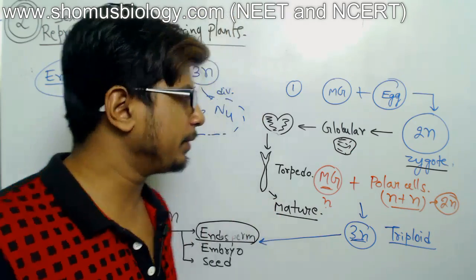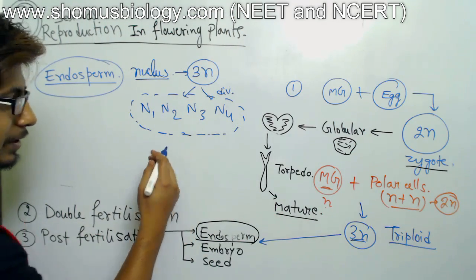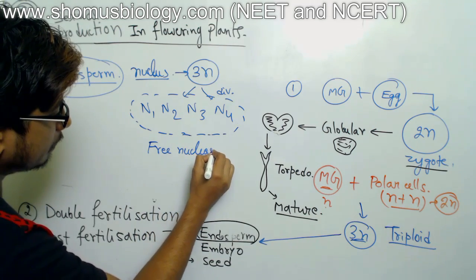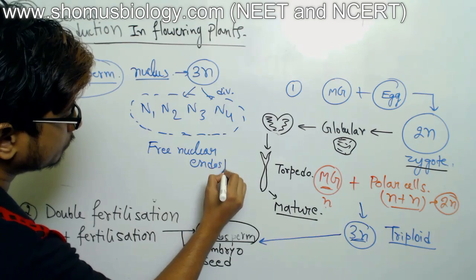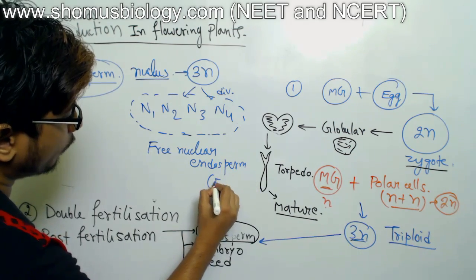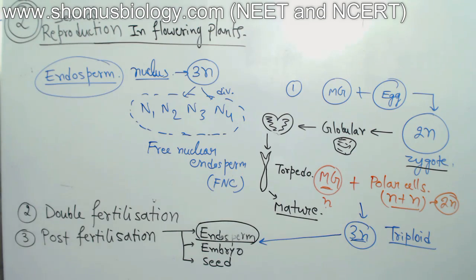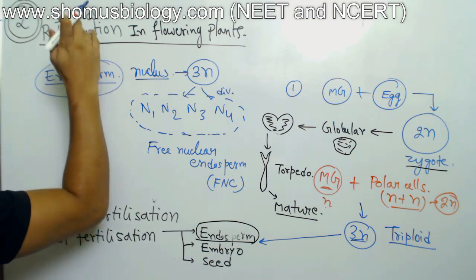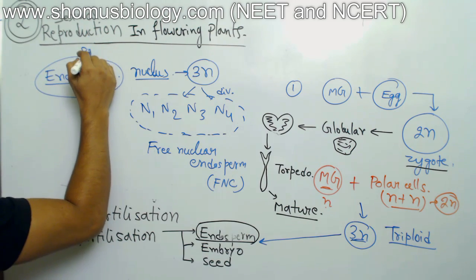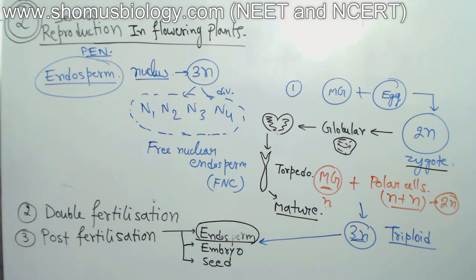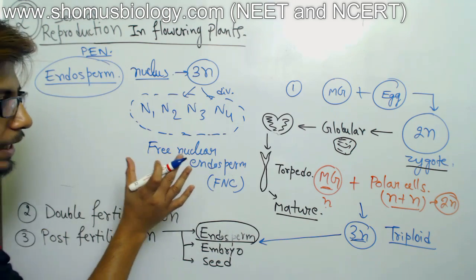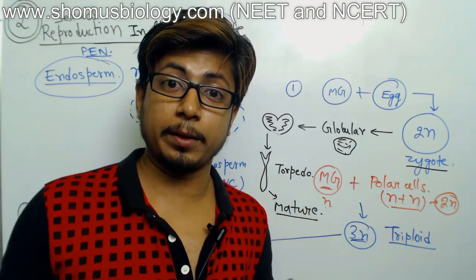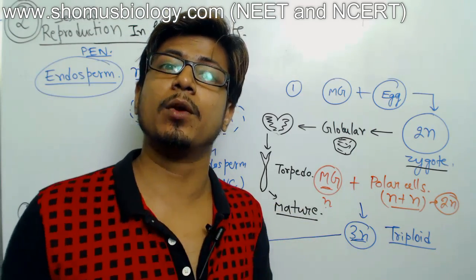Now at this point we call it what? Free nuclear endosperm, in short form FNE. At the very beginning we call it the primary endosperm, or simply PEN, the primary endosperm, converted to free nuclear endosperm, where we have all the nuclei surrounding but without formation of any cell wall.